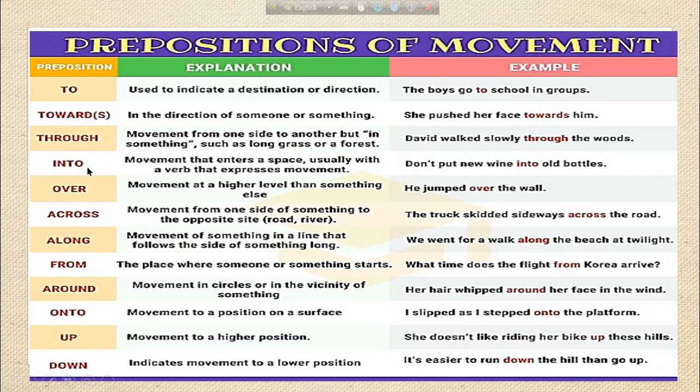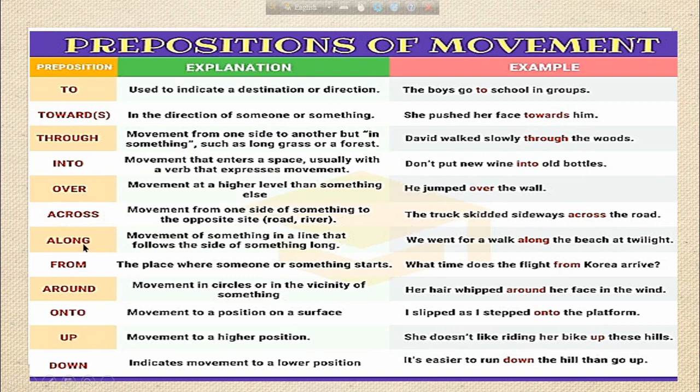Into means movement that enters a space, usually with a verb that expresses movement. Don't put new wine into old bottles. Over is also another preposition of movement. So this means movement at a higher level than something else. He jumped over the wall. Across is another preposition of movement, which means movement from one side of something to the opposite side. For example, the truck skidded sideways across the road.